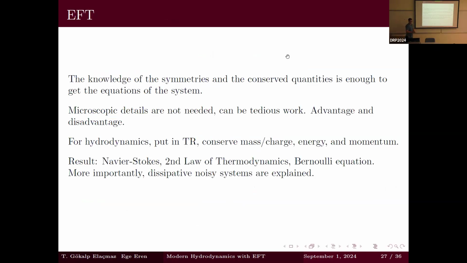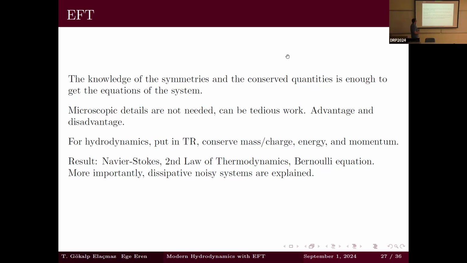And effective field theory, let's wrap it up. Effective field theory just required the knowledge of the strong symmetries and time reversal symmetry. So we didn't do tedious work building from quantum mechanics. We only used some terms, added some terms to the Lagrangian, and solved for the equations of motion, and then we got Navier-Stokes, the second law of thermodynamics, and the Bernoulli equation.